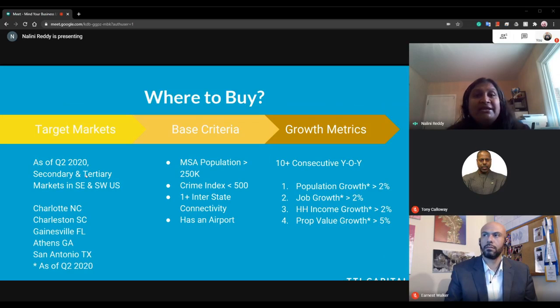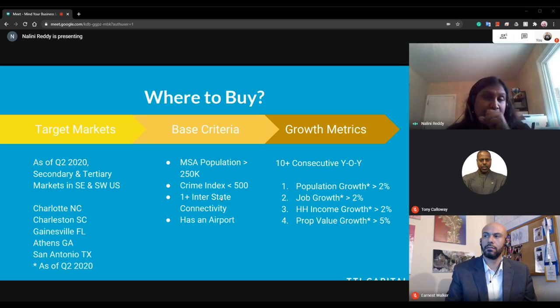So our base criteria obviously is an MSA population of 250,000 or more, and then a crime index of less than 500, and that market should have at least one interstate connectivity and must have an airport. So that's our base criteria.